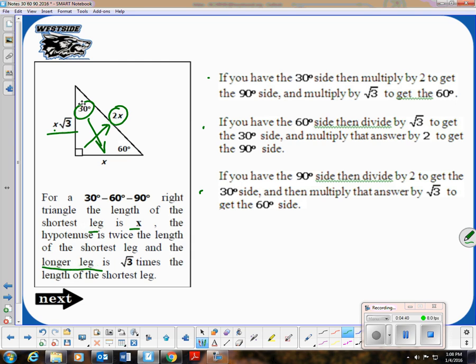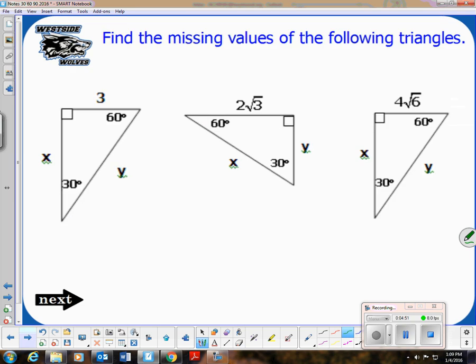Okay? So there are 3 types of ways we can have this problem. I can give you the shortest leg, I can give you the longest leg, or I can give you the hypotenuse. And you have to be able to find all the other missing sides just from that information. Let's start with the shortest leg. I know this is the shortest leg because this is your 30-degree angle, and so we go across, and that's my short leg.